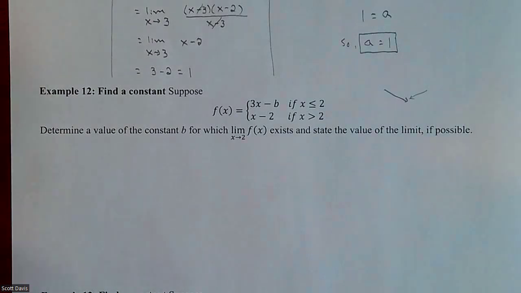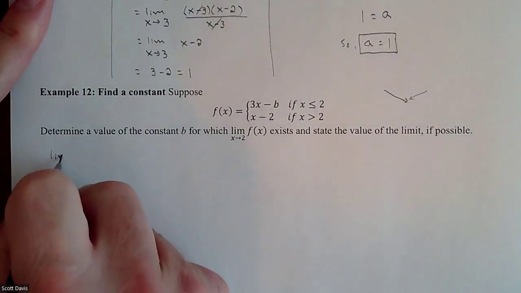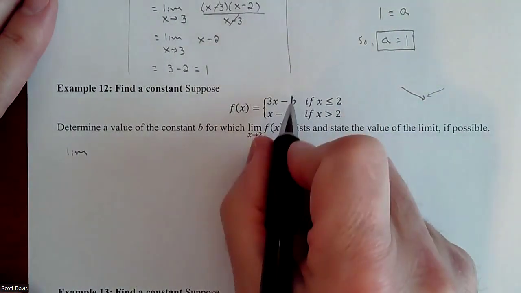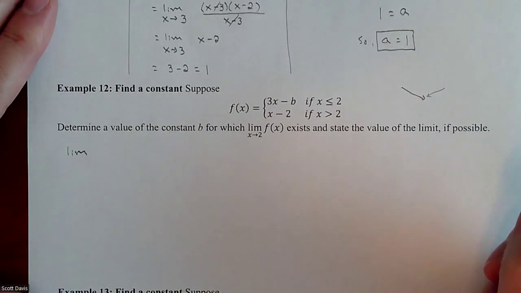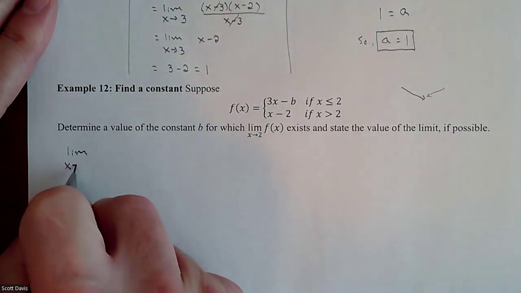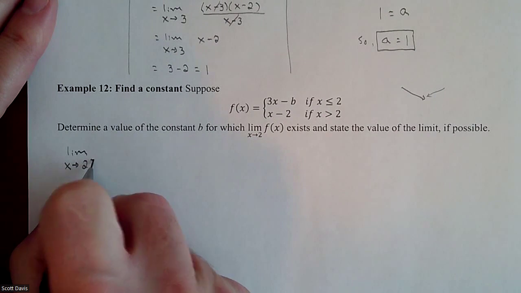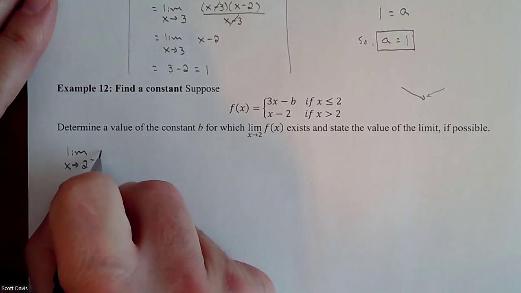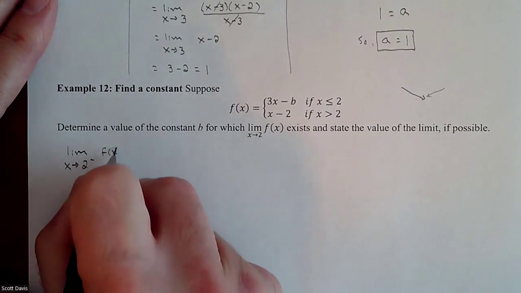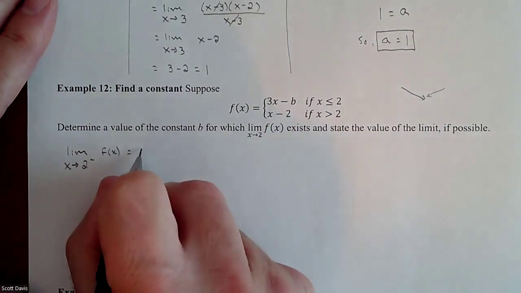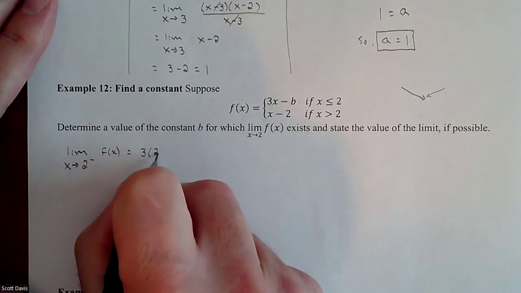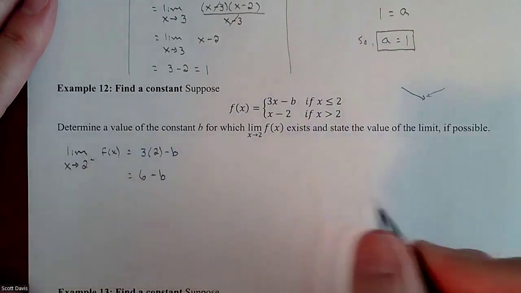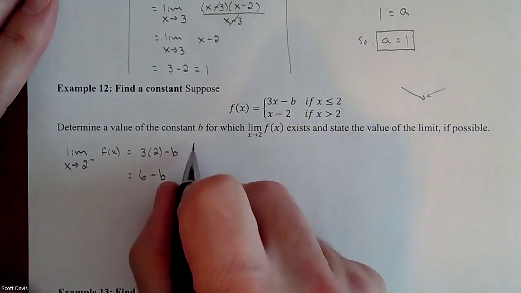Okay, so we're going to force that to happen. And so in order to force that to happen, let's do our limit on each side and see what each side is approaching. And then we're going to force the b value to make it so they line up with each other. So if we do the limit as x approaches 2 from the left, okay, so 2 from the left would be this one. So of this function, we would have 3 times 2 minus b. So 6 minus b.